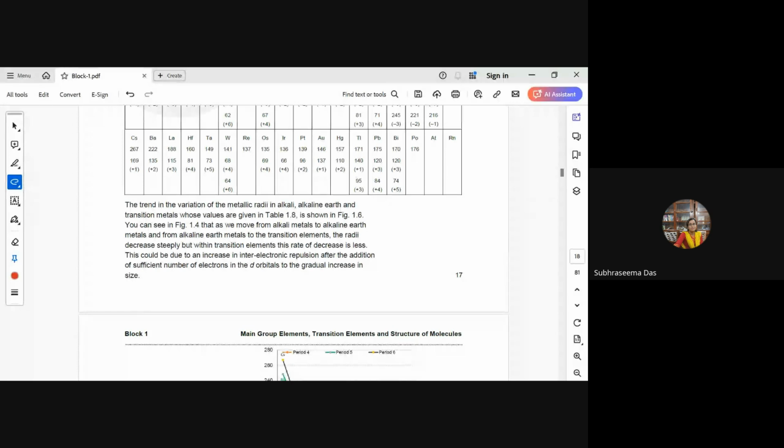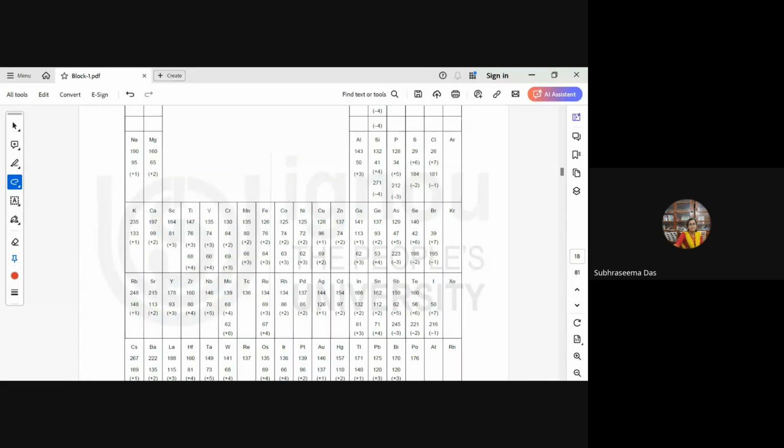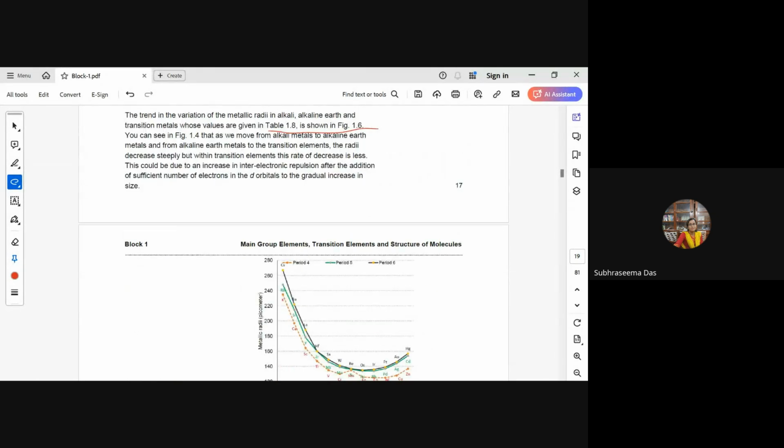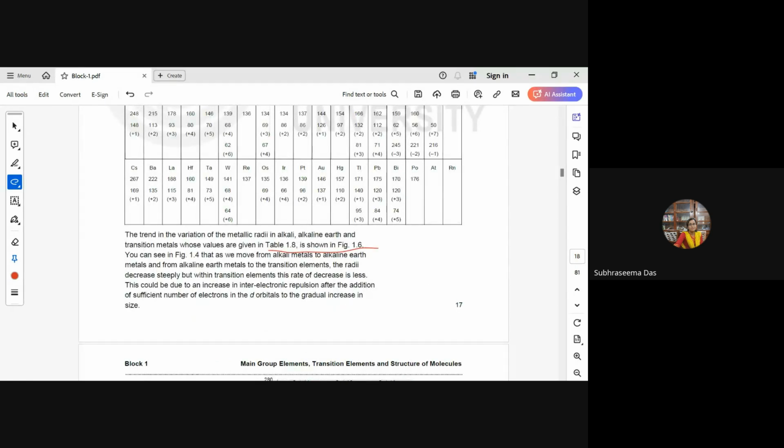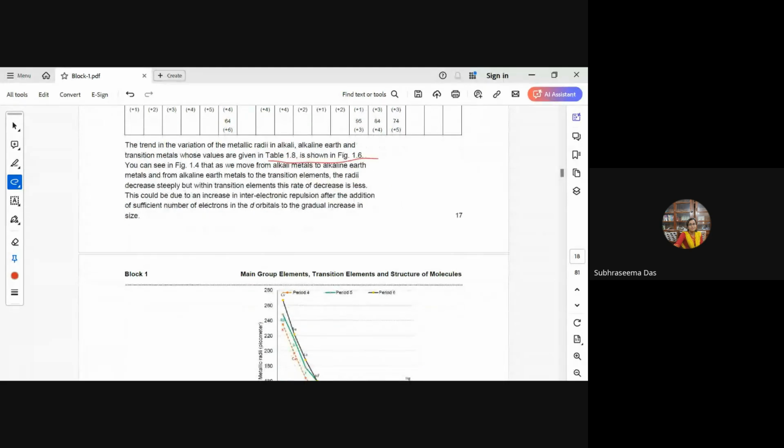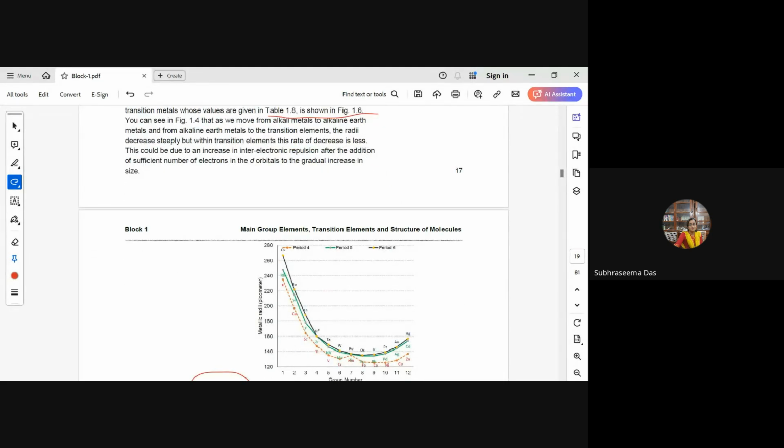Now the trend in the variation of the metallic radii in alkali metals, alkaline earth metals and transition metals has been given in Table 1.8, and it has been schematically shown in Figure 1.4. If you look into Figure 1.4, it shows the variation of metallic radii with group number. From this figure we see that as we move from alkali metals to alkaline earth metals, and from alkaline earth metals towards the transition series, the radii decrease steeply.